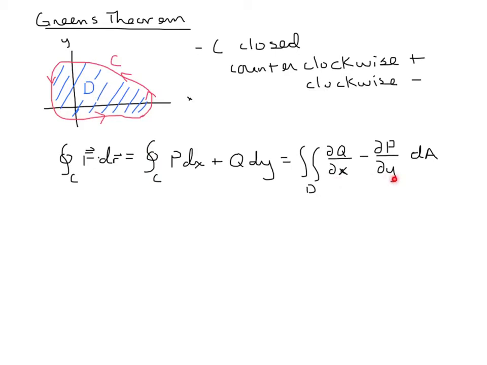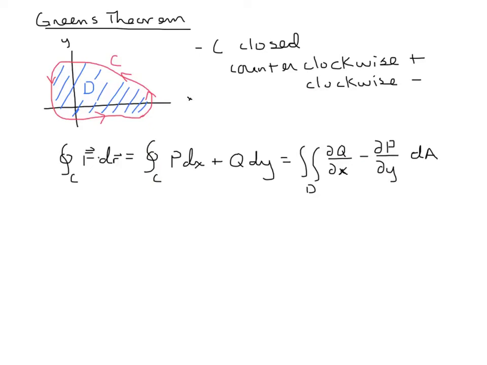Notice this is a little unintuitive. Q is the second component of the vector field, but its partial is with respect to x. And P is the first component, but its partial is with respect to y. So again, this is a little unintuitive on which one of these is first. Again, Green's theorem is sort of a shortcut.